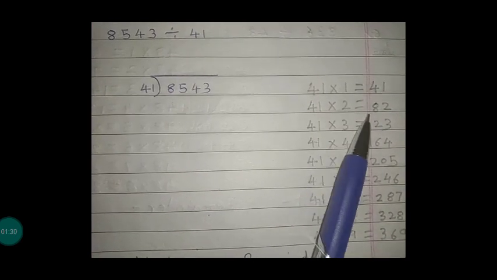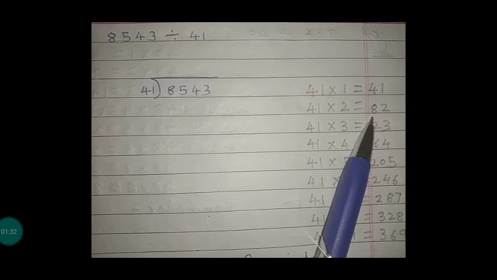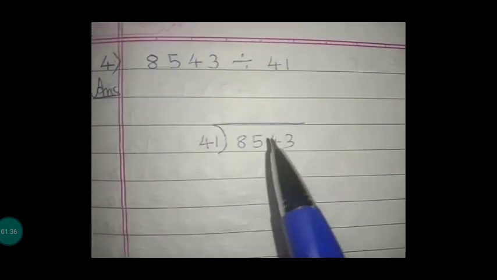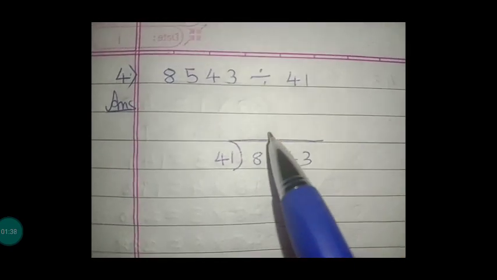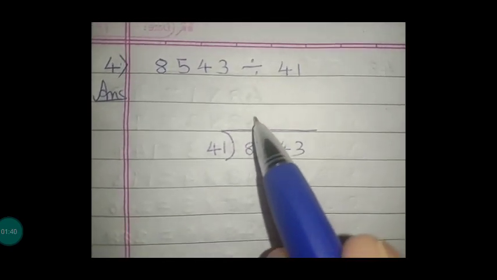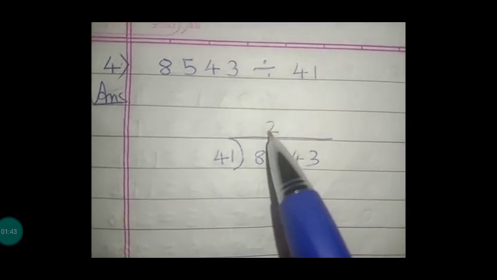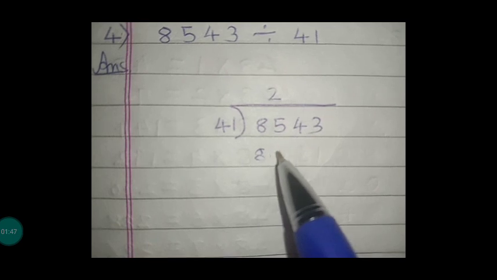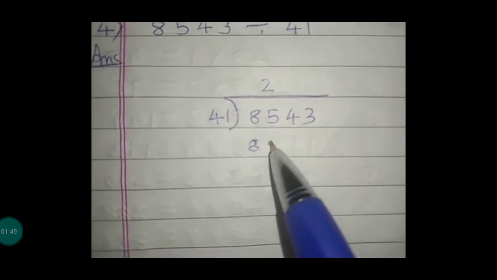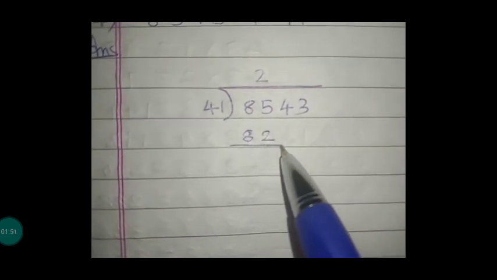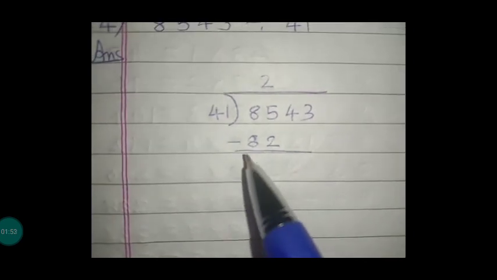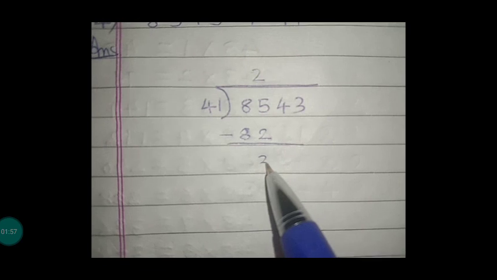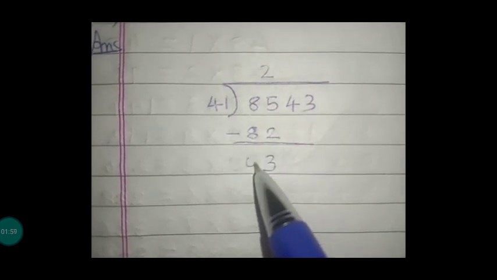That is 41 2s is 82. So we will write here 41 2s, 82, and we will subtract these numbers. 5 minus 2 is 3. 8 minus 8 is 0.